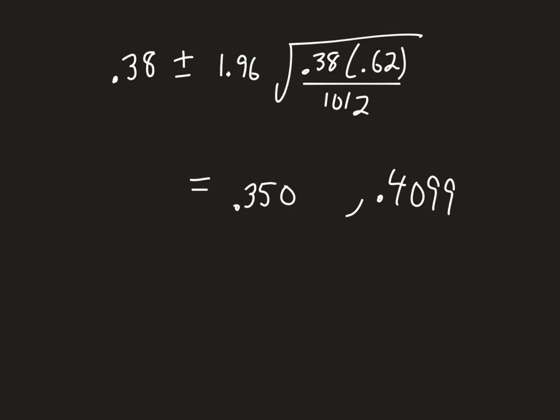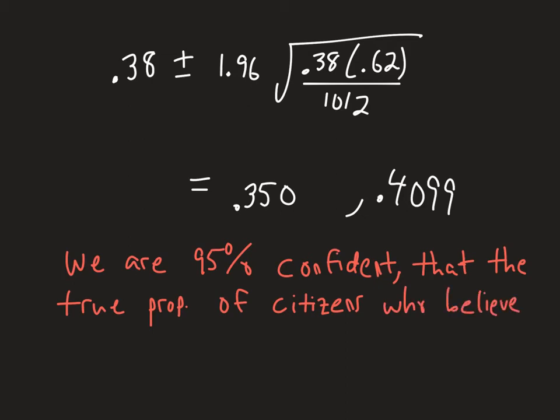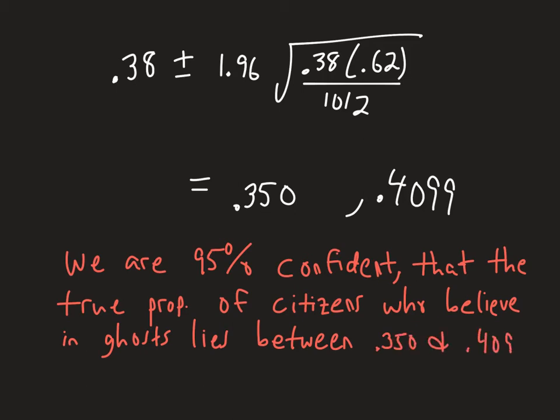Okay. And what we just found, just by doing that simple little calculation, is the conclusion we can make, which would be written like this: we are 95% confident that the true proportion of citizens who believe in ghosts, and here's how we word this, you can simply say lies between, and then just those two numbers. We had 0.350 and 0.4099.